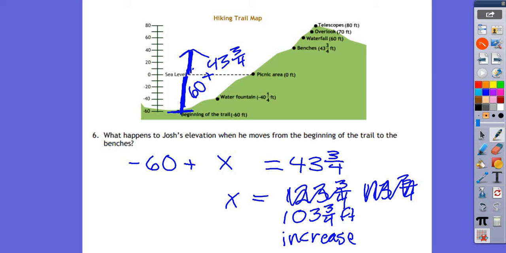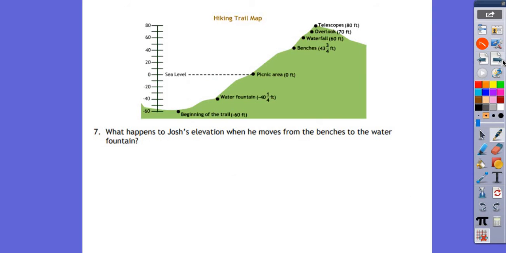Okay, let's look at number 7 scenario. We're looking at Josh's elevation as he moves from the benches to the water fountain. So where is the benches? 43 and 3/4. And where is he ending? The water fountain here. So is he going up or down? Down.